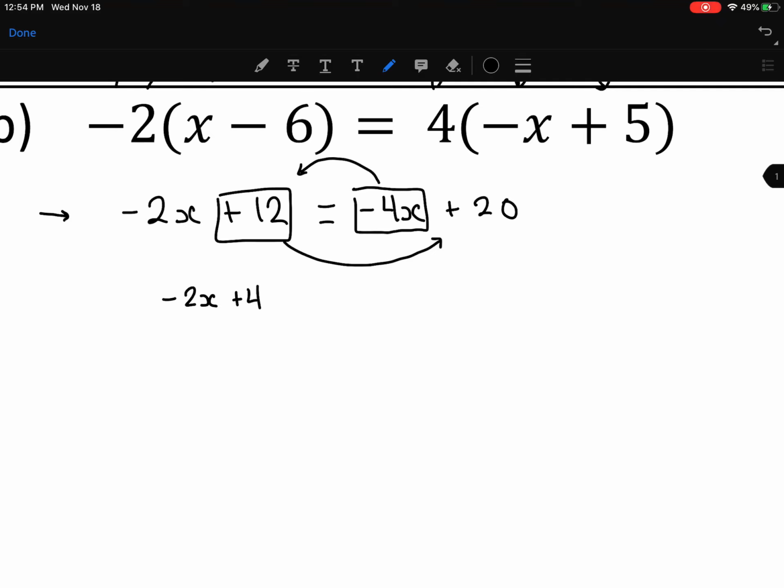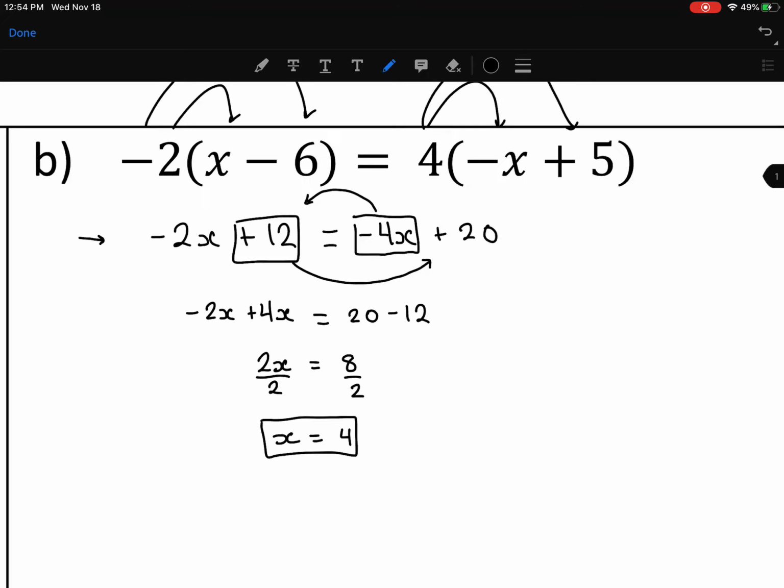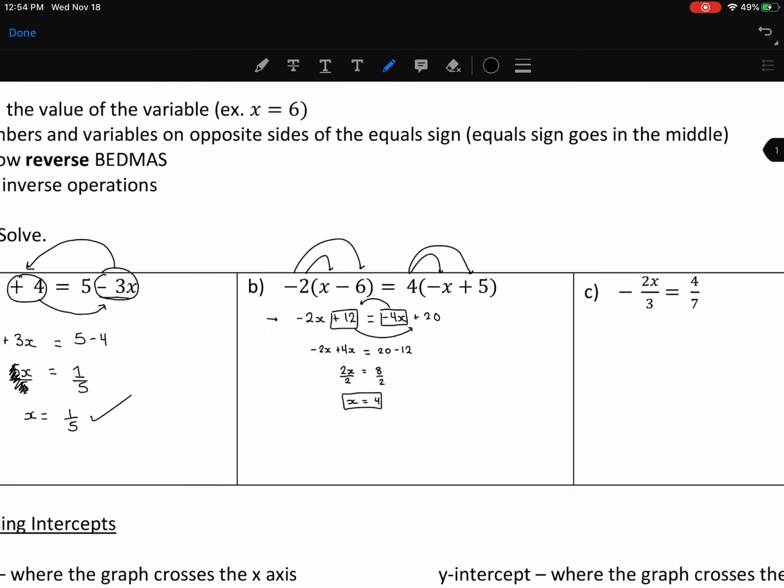So when you go over the equal sign, it does the inverse. So we'll have negative 2x plus 4x is equal to 20 minus 12. Right, and simplifying this, we get 2x is equal to 8. And again, to move this 2 to the other side, we do the opposite of multiplying, just dividing, and then we get an answer of 4.